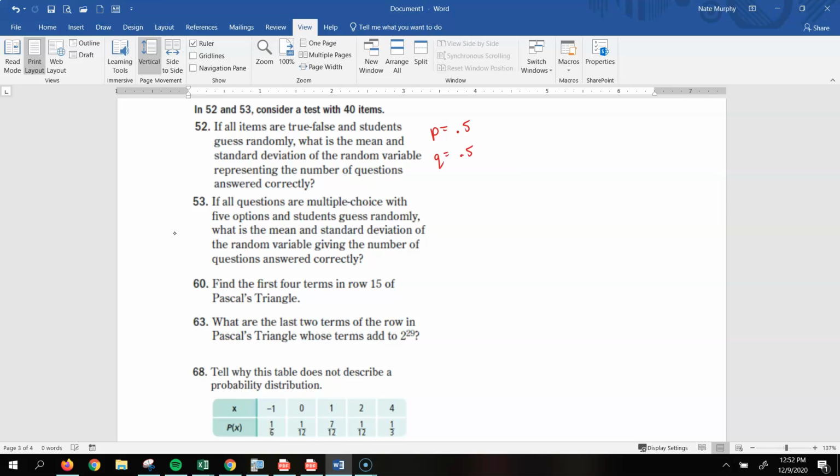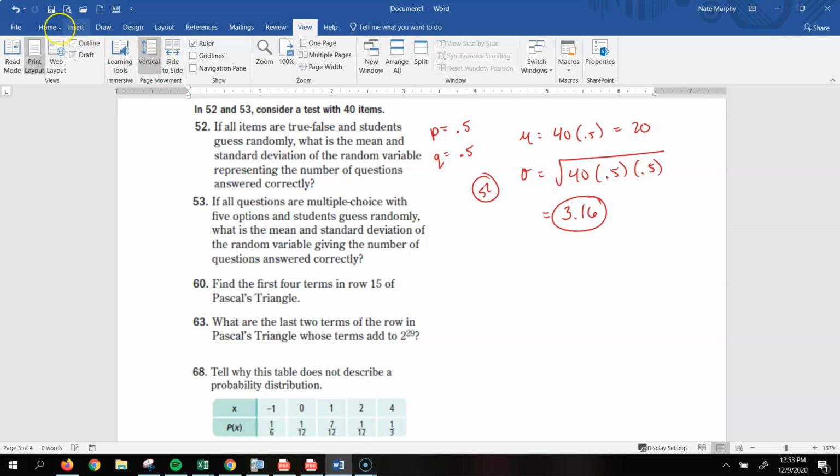So to find the mean, that's where we just take the number of trials times the probability of a success. So 40 times 0.5 would give you 20. To find the standard deviation, that's where we take the square root of n times p times q. So 40 times 0.5 times 0.5, and then we take the square root of that. And when you do that, you get 3.16 approximately. You round it to the nearest hundredths place. So that's number 52.